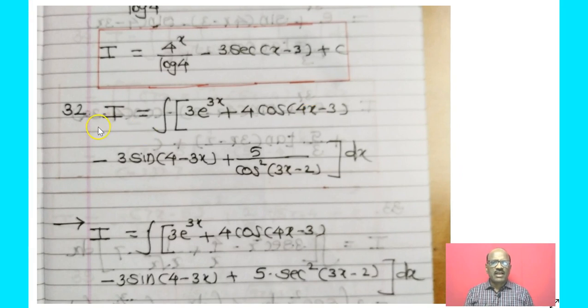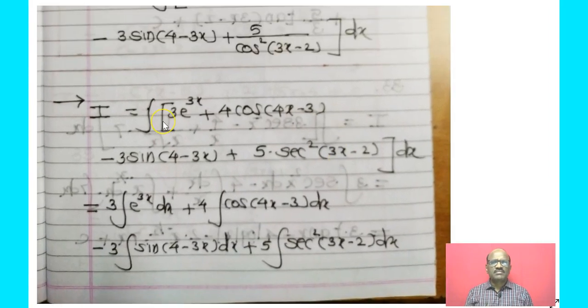Now next, problem number 32. I is equals to integral 3 into e raised to 3x plus cos of in bracket 4x minus 3 minus 3 sin of in bracket 4 minus 3x plus 5 upon cos square in bracket 3x minus 2. Now we see this exponential function, trigonometry and trigonometry. Now I is equals to integral 3 e raised to 3x plus 4 cos of 4x minus 3 minus 3 sin of 4 minus 3x plus 5. The reciprocal of cos square is sec square 3x minus 2.